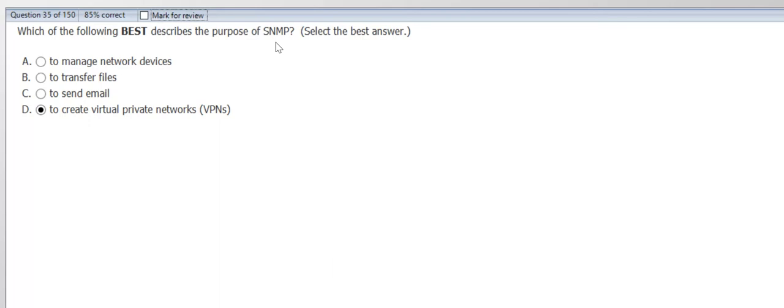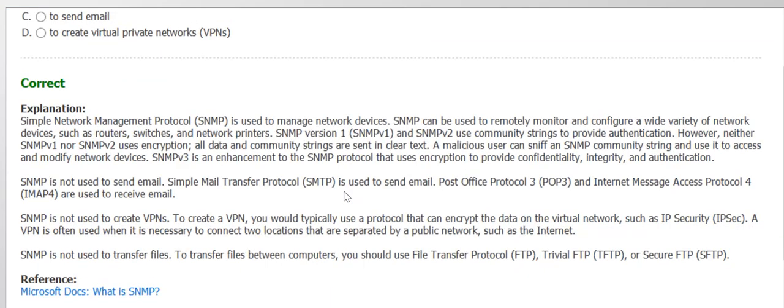Simple Network Management Protocol. As we all know, SNMP is used mostly to manage the network devices. Transfer files, no, we have FTP, TFTP, SMTP, or to create VPNs. So we'll choose option A, to manage the network devices. Yes, SNMP is used to manage network devices. It can be used to remotely monitor and configure.